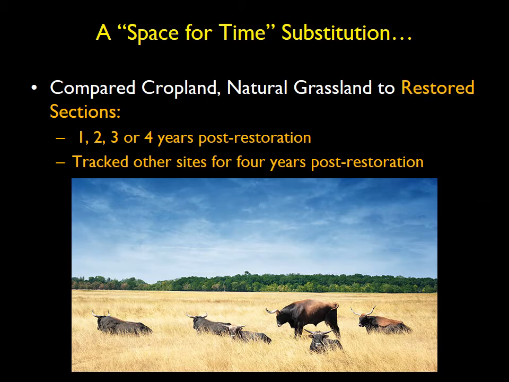So basically, a space for time substitution says, instead of having to track our site for 4 years, if we can find 4 different sites that were restored 4, 3, 2, and 1 year ago, then our snapshot of the condition of those sites now tells us about what happens at these sites over 4 years. So you're looking at different sites instead of following your same site over time.